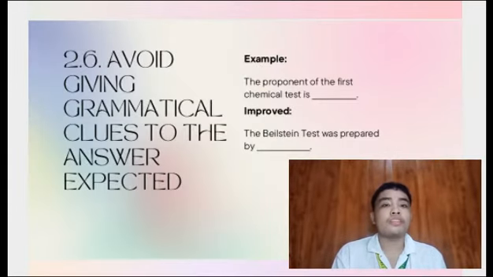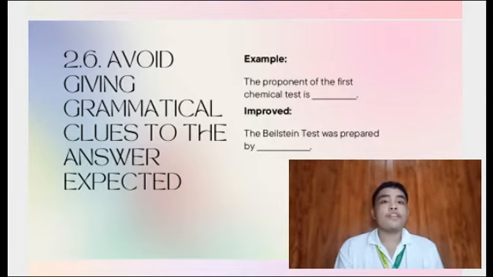Avoid giving grammatical clues to the answer expected. For example, "The proponent of the first chemical test is blank." This might leave the students hanging as there are various chemical tests used in the field. Instead, rewrite it to, "The biosign test was prepared by blank," to make it more clear and accurate.